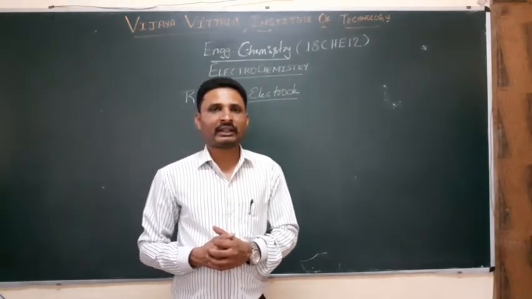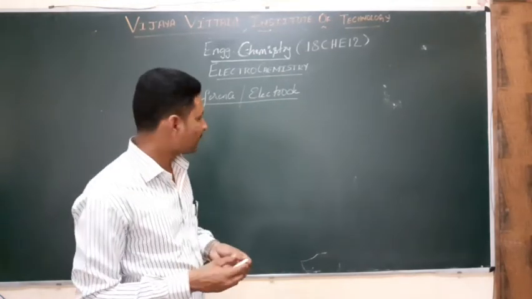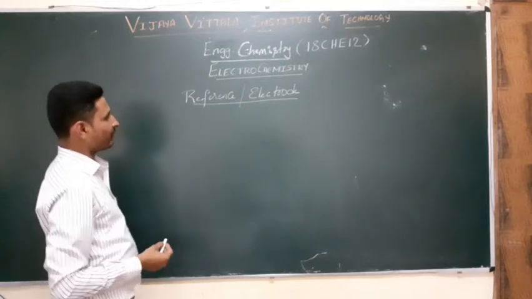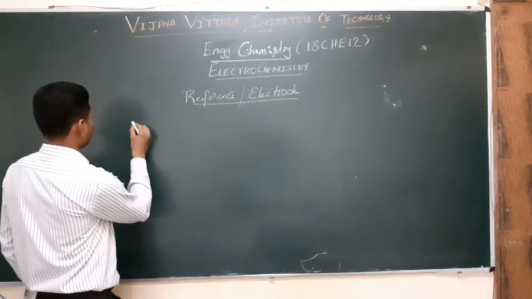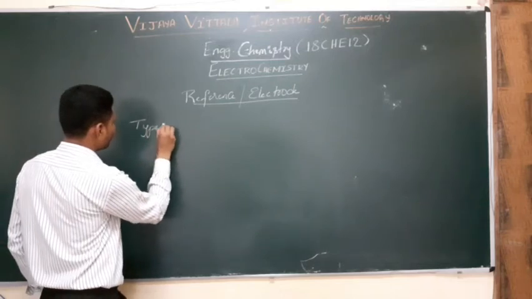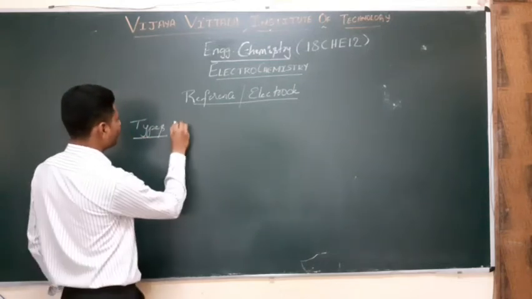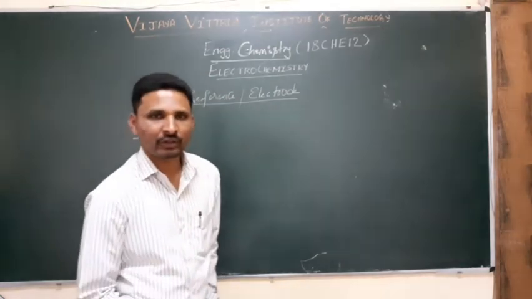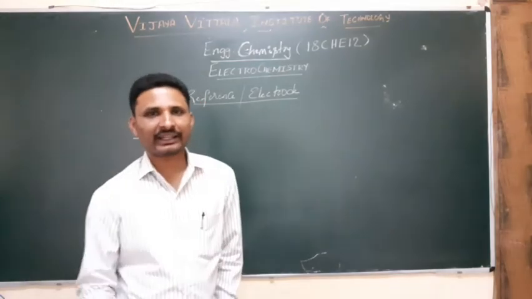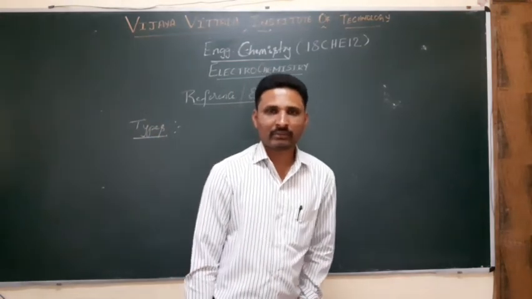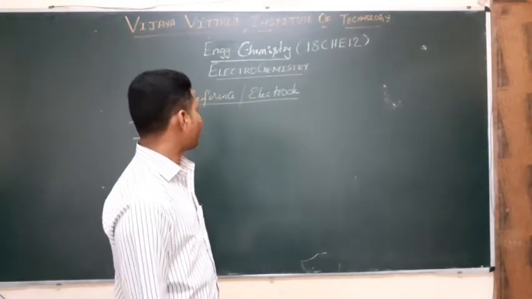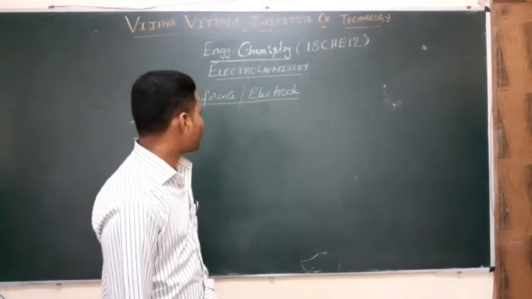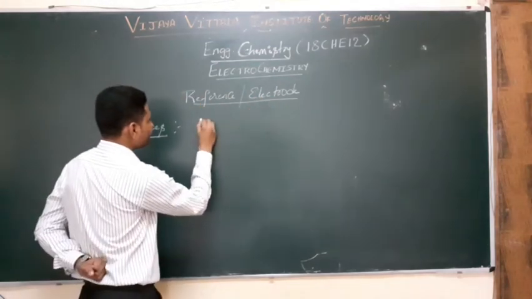Understanding here? Yes, and there are mainly two types of reference electrode, or we can say the types of electrodes. Here we are talking about only two types: mainly the primary and the secondary reference electrode. Now we will consider the types of reference electrodes. The main important types are here.